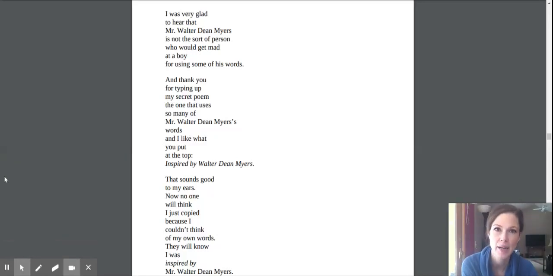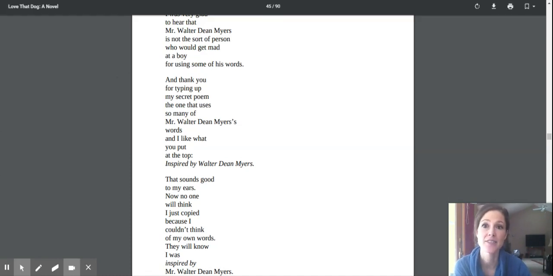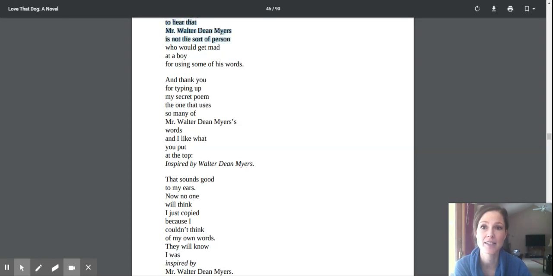So today, as we're talking about emulation, you can see Jack starting to use emulation in some of his poems. He really liked Walter Dean Myers's poems, and so he wanted to write one that was like that, but he was worried that he would feel like he had copied his poem and that this emulation was plagiarism, and it's not. And so he said he's very glad to hear that Mr. Walter Dean Myers is not the sort of person who would get mad at a boy for using some of his words. And he gave him credit, inspired by Walter Dean Myers.